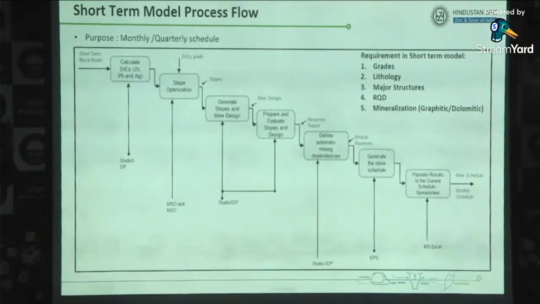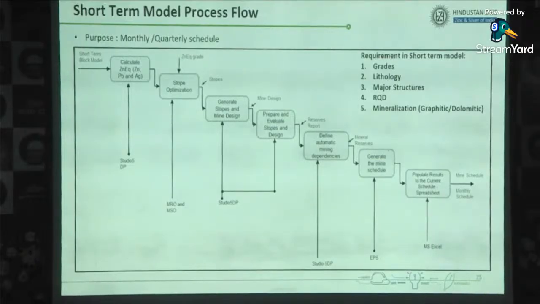It is 2 to 3 months. So in the production phase, we can divide our production process into two models. First is the short term model and second is the long term model.